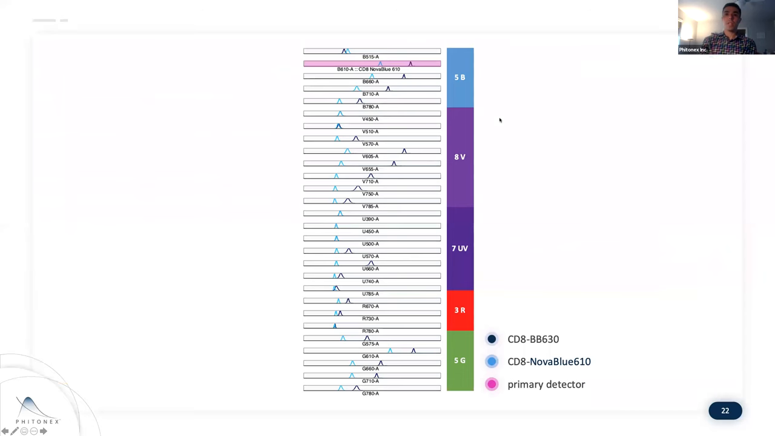So this is the first performance metric that you can take a look at, which is how do these stack up, right? If we look at Nova Blue in this lighter blue color and Brilliant Blue 630 in this darker blue color, you can see immediately, yes, it is a dimmer dye in the primary channel. And I would say put a pin in that because we can actually tune that brightness up.